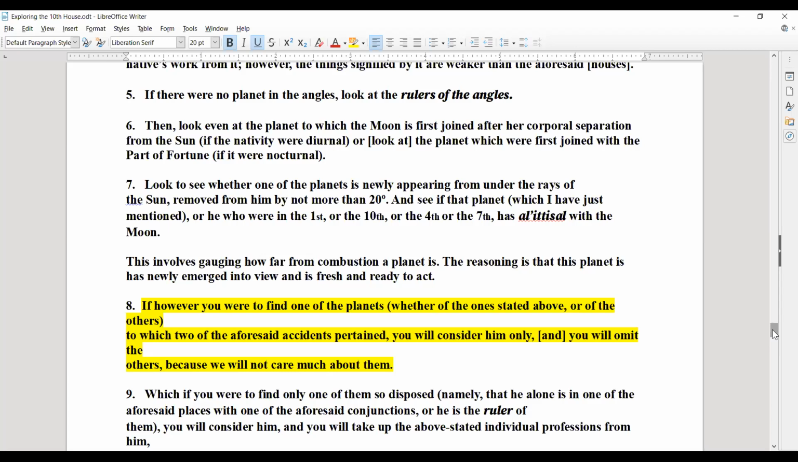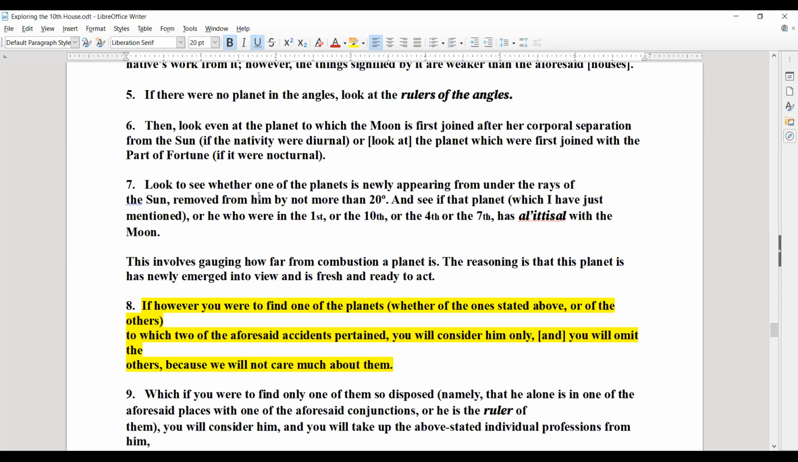The good thing is that you all have been with me for a while. And so now when we talk about some of these things, you know some of this vocabulary. You know kind of how to look at the chart in the way that we need to in order to access this information. So we're talking about combustion here for number 7. And combustion, what they're basically saying is look and see if there's any planet who has just come out from under the rays.